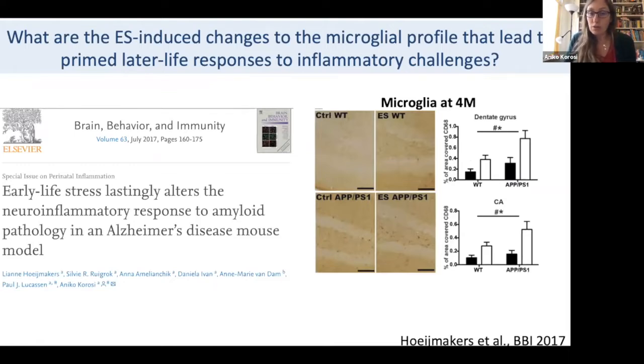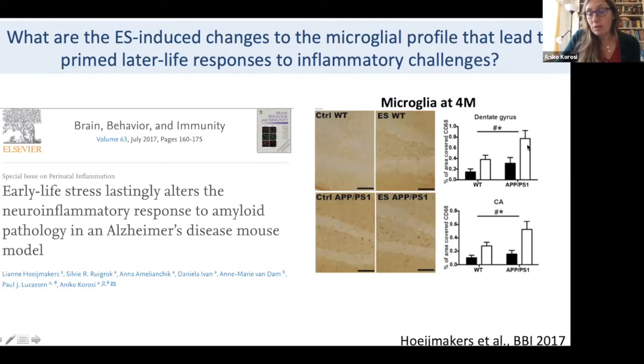And what we have shown some years ago is that indeed this early life adversity leads to lasting alterations in microglia, both in normal wild-type mice, where, just a small example I show you here, there is an increased phagocytic capacity, so an increased CD68 expression in the brains of mice that have been exposed to early life stress 4 months before. So at basal level, these mice show a somewhat more inflamed brain or more reactive brain.